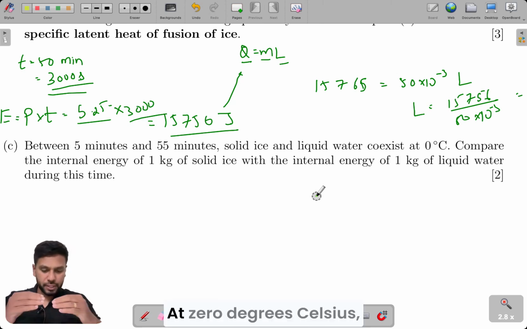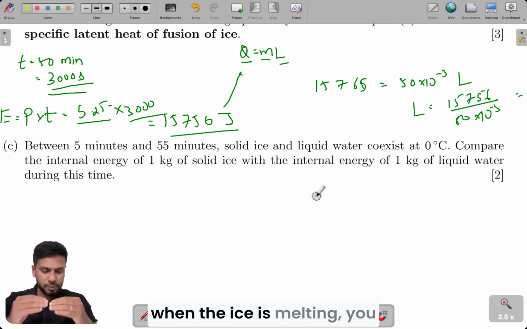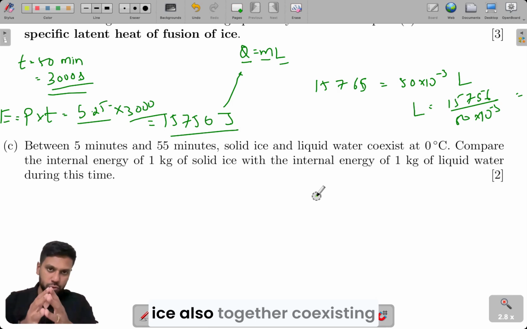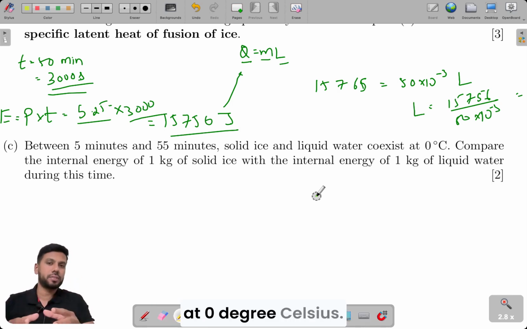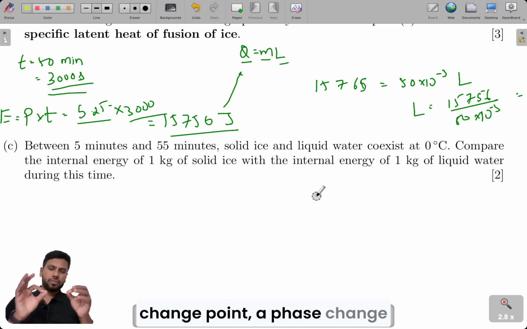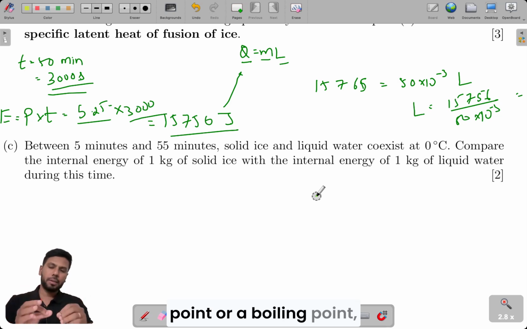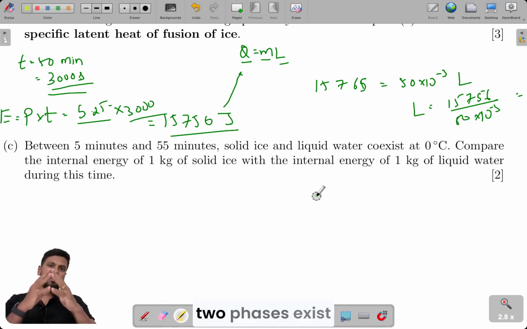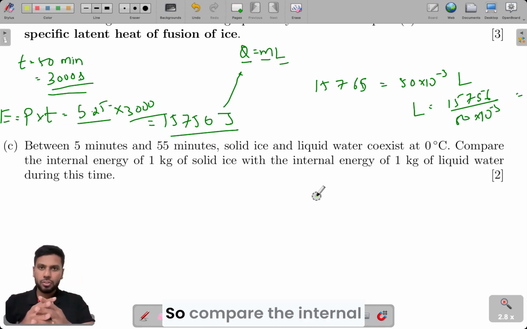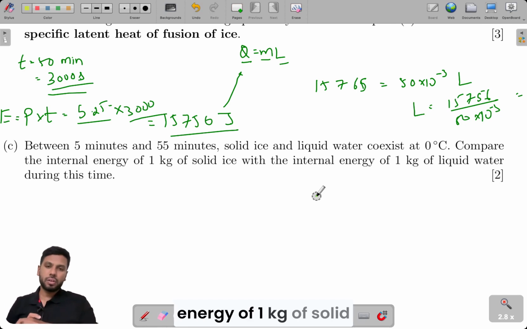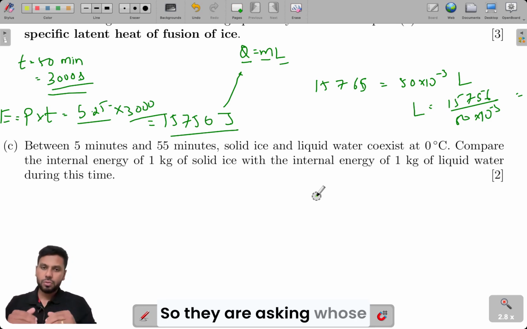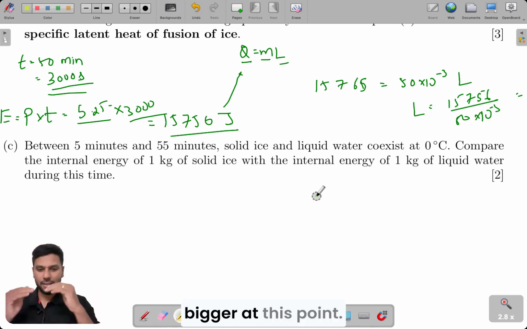Now, between 5 to 55 minutes, the solid ice and liquid coexist at 0 degrees Celsius. That's true. When the ice is melting, you have liquid and ice together, coexisting at 0 degrees Celsius. So remember, at a phase change point such as a freezing point or a boiling point, two phases coexist at the same point. So compare the internal energy of 1 kilogram of solid ice with the internal energy of 1 kilogram of liquid. They're asking whose internal energy is bigger at this point.